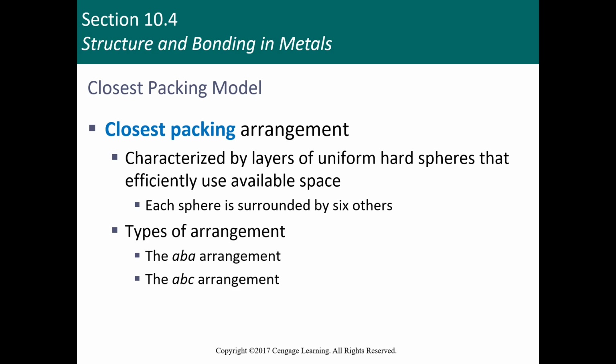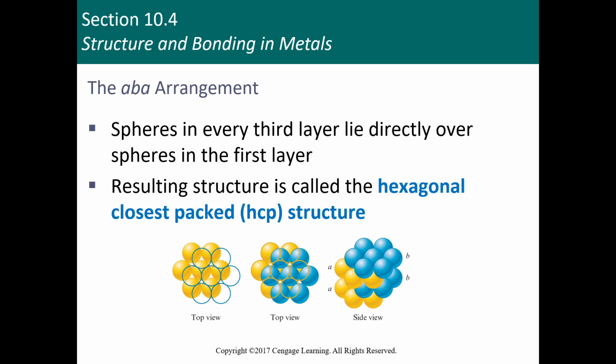Types of arrangement. The 2 types of arrangement that you need to know are ABA arrangement and ABC arrangement. And we'll see pictures just here. Okay, so the ABA arrangement. There's going to be spheres in every 3rd layer that will lie directly over the spheres in the 1st layer. Think of ABA as literally like the name, because it's chemistry, everything's what the name says. You have an A layer, a B layer, and then you have another A layer, okay?